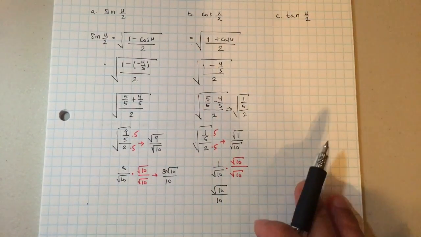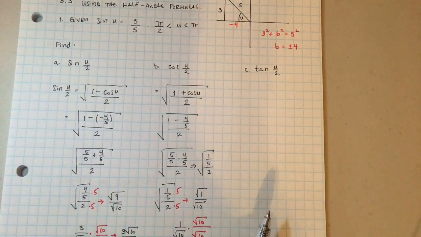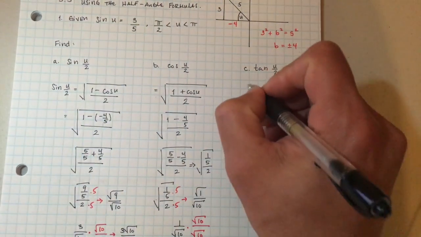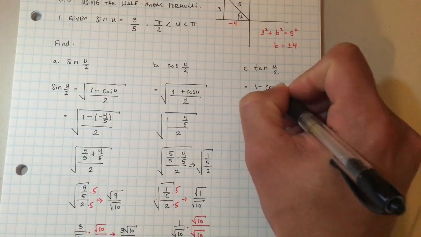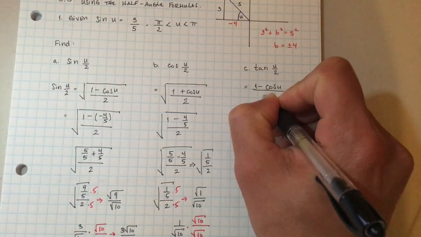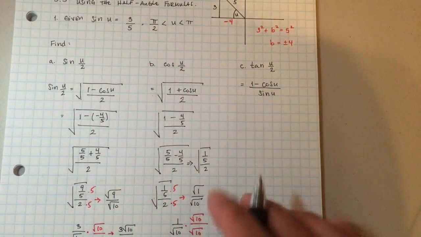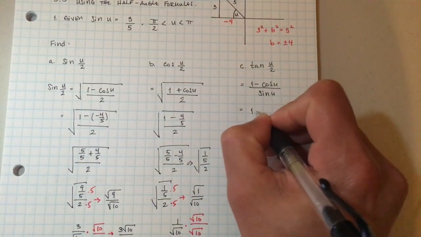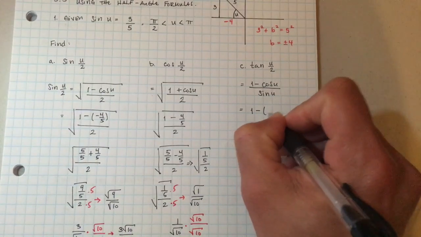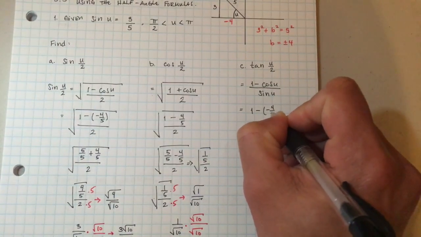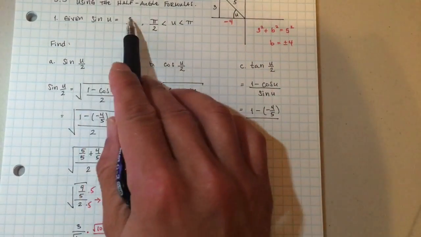The last one is tangent. Tangent of u over 2, there's two formulas you can use, but I think I'll just use 1 minus cosine of u divided by sine of u. Okay, I'll go ahead and use that one. And then 1 minus cosine of u. Cosine is adjacent over hypotenuse, so negative 4/5. And then on the bottom, sine of u. Sine is, they already give it to me, 3/5.